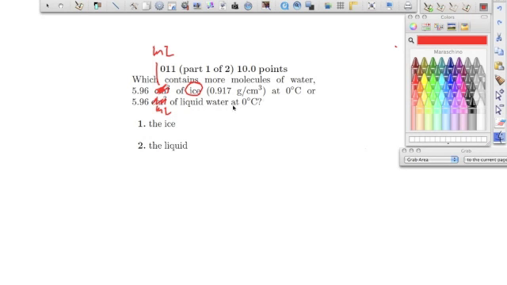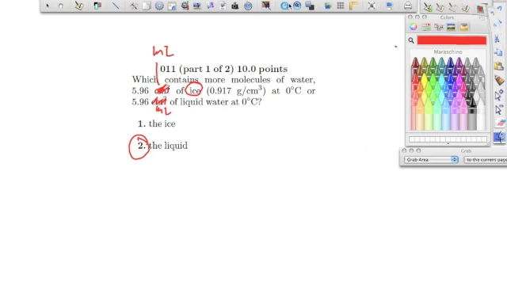Now, this problem is basically asking us to think about density. It gives us the density of ice right here. And one special characteristic of water is that water is actually less dense in the solid state than it is in the liquid state. This gives water, when it's in the solid state, the ability to float. So ice floats in water. So therefore, that water is actually more dense. So which contains more molecules? What we would see is that the liquid would contain more molecules because the liquid is actually more dense than the ice.